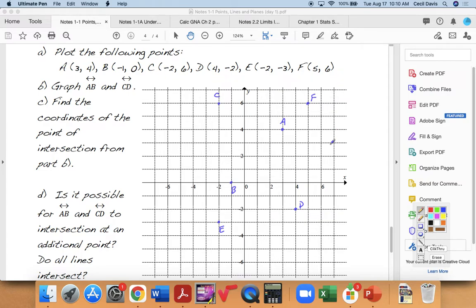All right. So are my points good? Any problems? Okay. So let's graph line AB and line CD. So line AB looks kind of like this. And line CD looks like this. All right, part C, find the coordinates of the point of intersection from part B. So I just drew these 2 lines. I want the coordinates of this point. Okay, who can tell me the coordinates of this point? It's 1, 2, yeah.